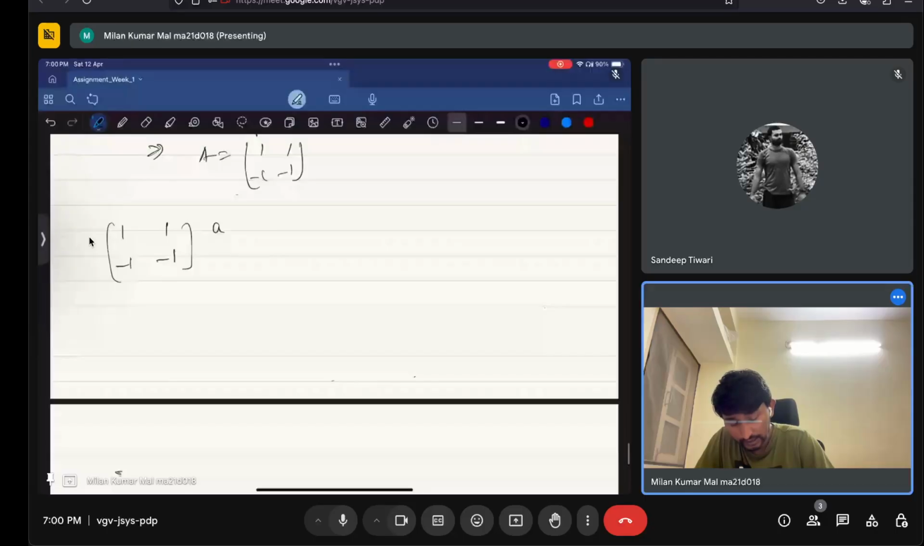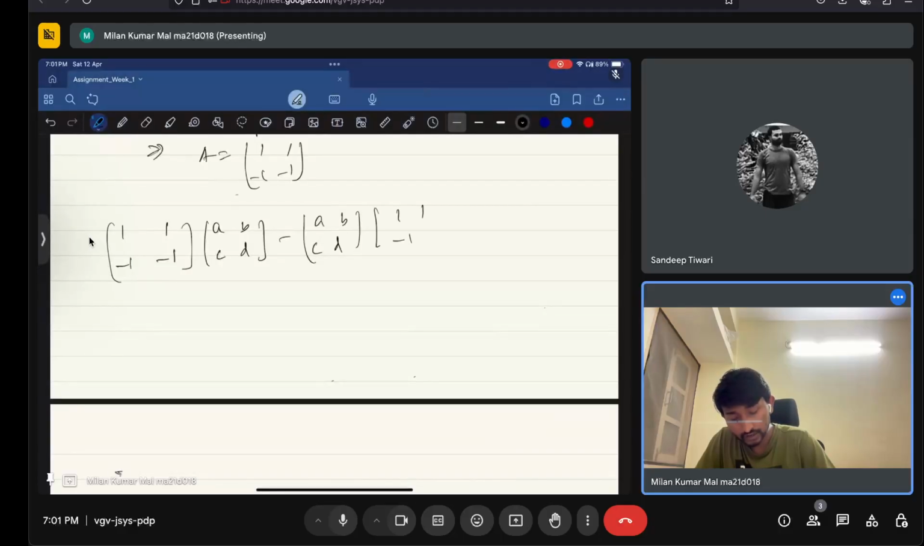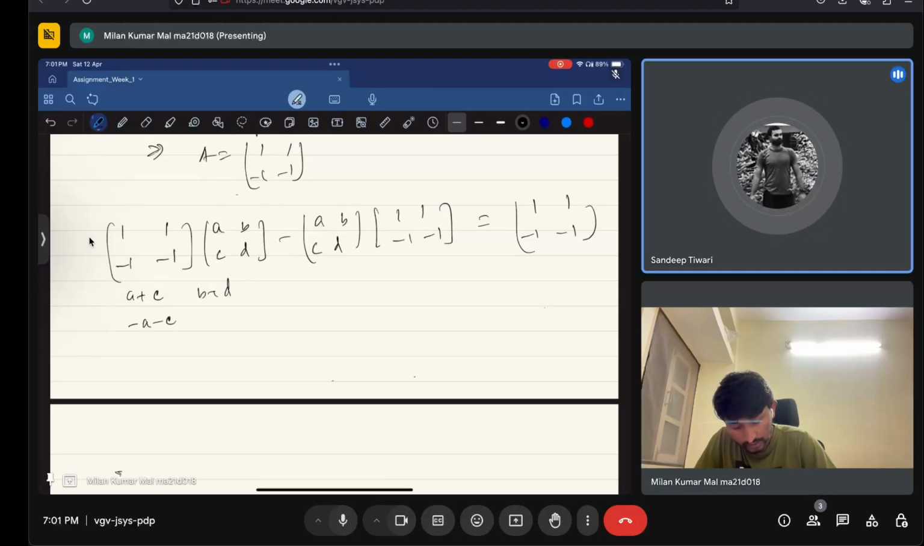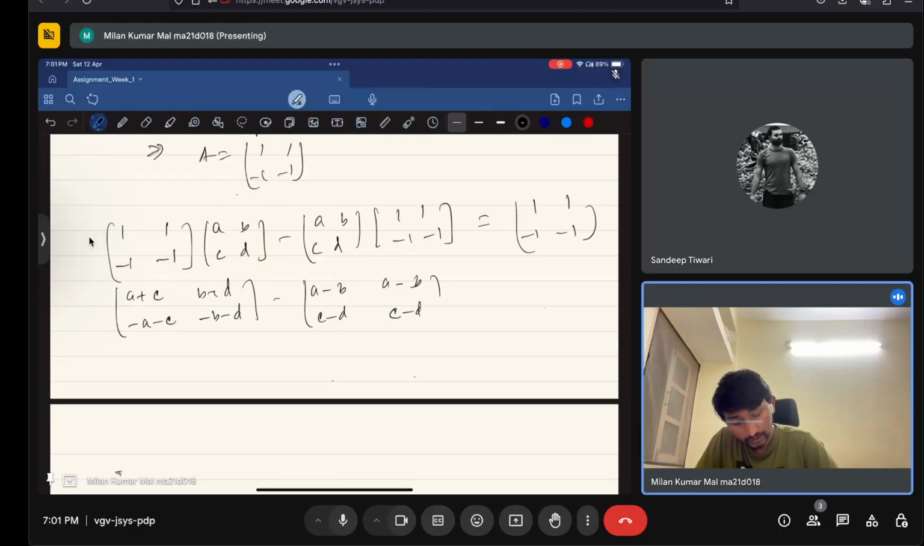So now let A B C D times X minus A B C D, with 1 1 minus 1, right? This one equals E, which we have given as minus 1. So what I will have is A plus C, B plus D, B plus D, minus A minus C, minus A minus C, minus B, minus B minus D, minus D. This one equals 1 1 minus 1.